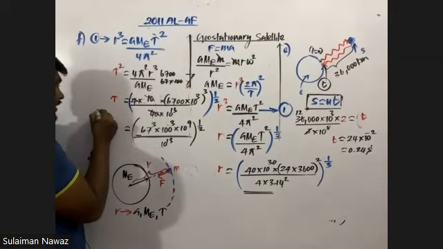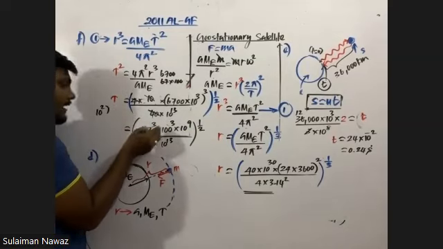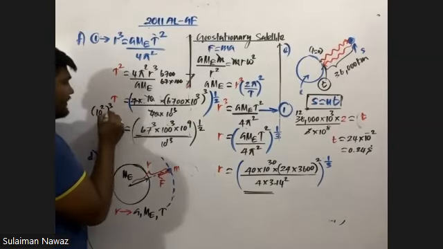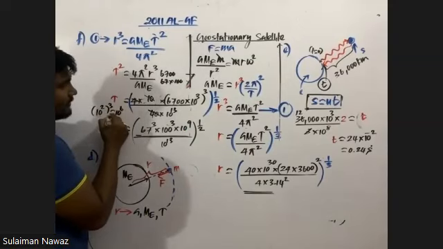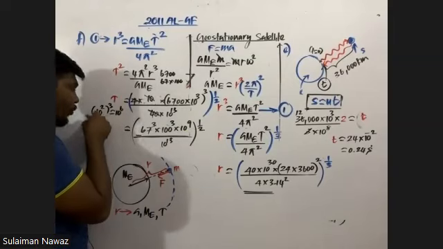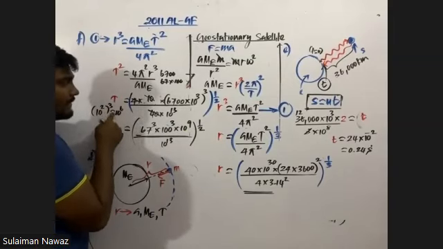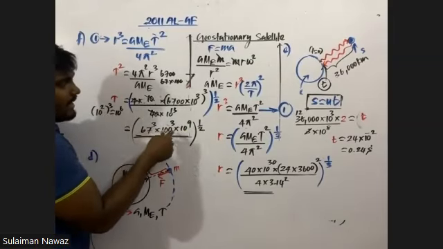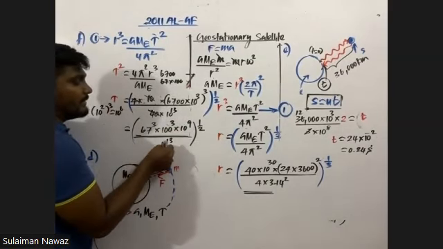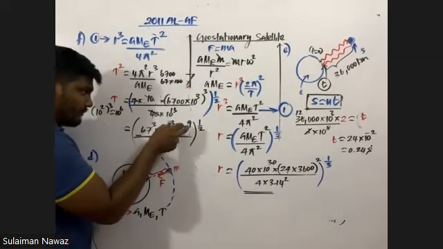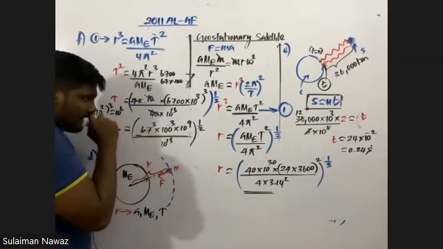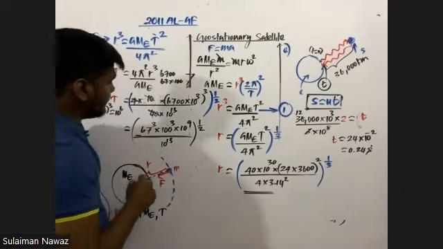100 means 10 to the power 2, so 10 to the power 2 whole cube. That means 10 to the power 6. You understand? 100 means 10 to the power 2, whole cube is 10 to the power 6. 10 to the power 6, 10 to the power 9, 10 to the power 15, 10 to the power 13 means 10 to the power 2. That means 100.